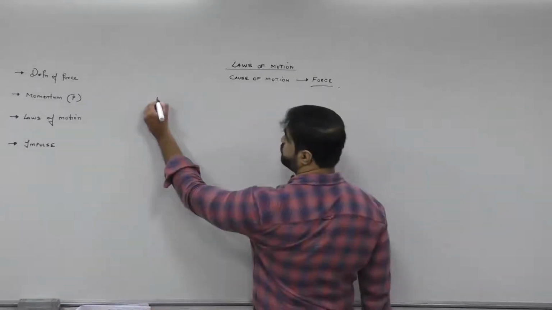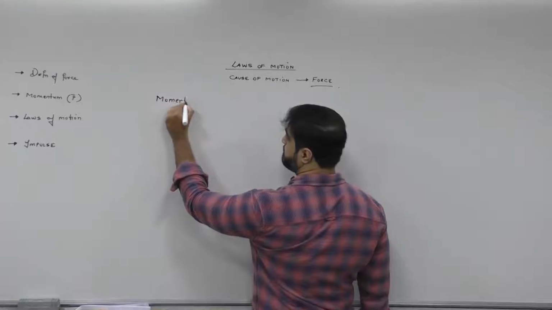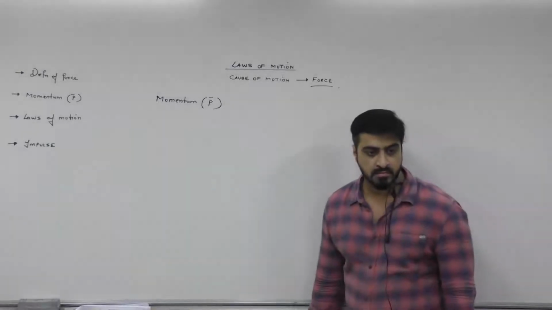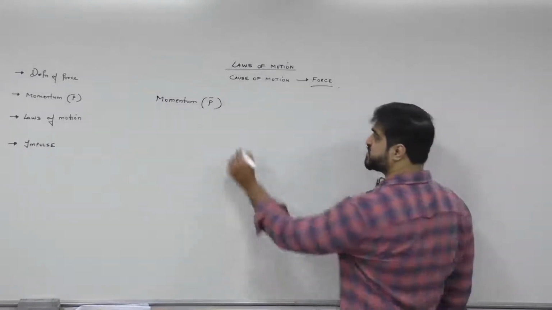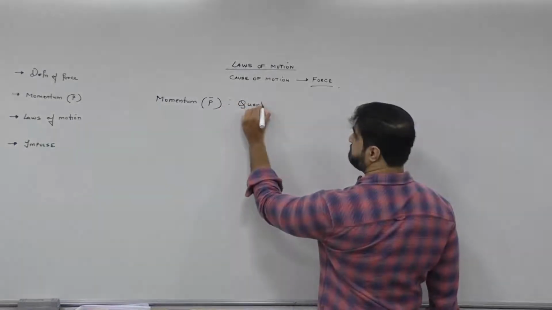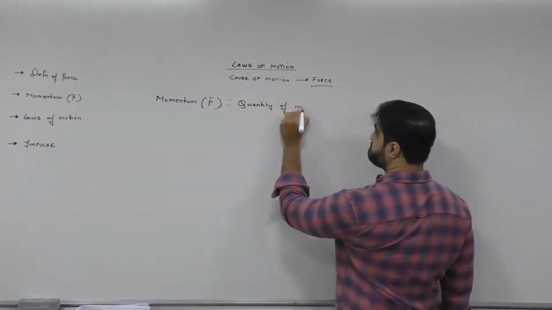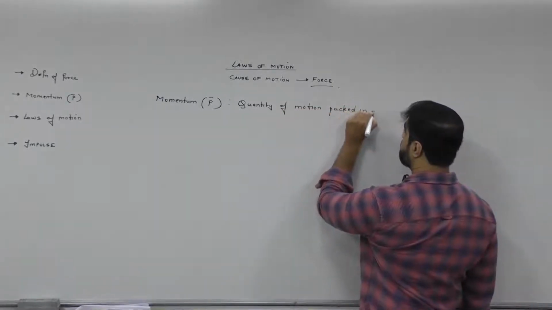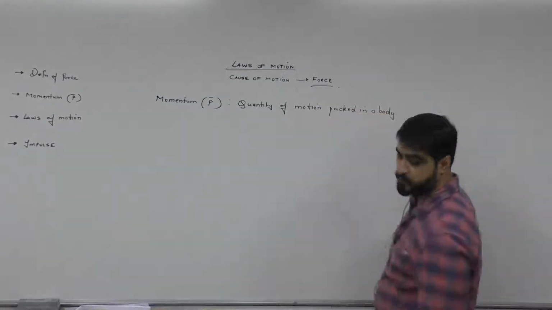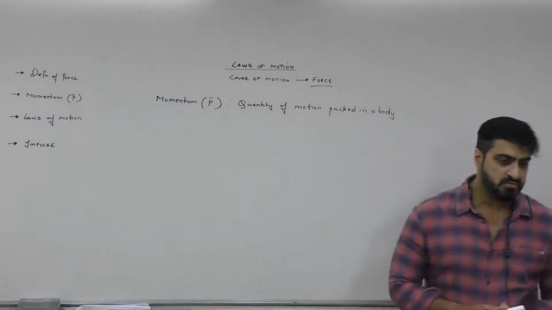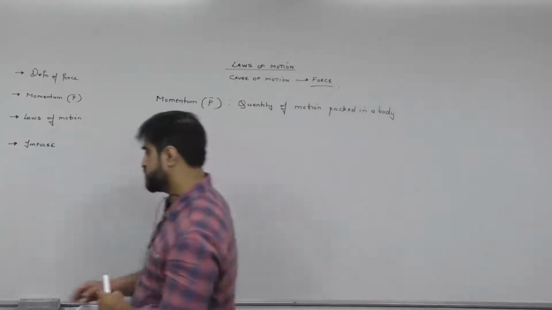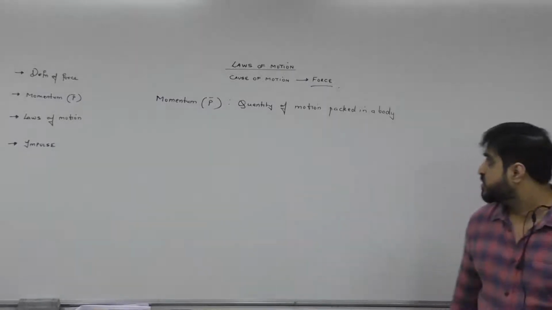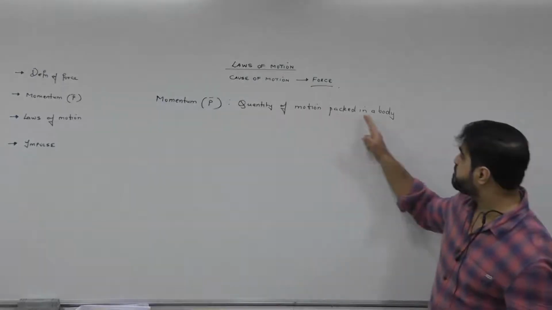The first term which I want to define is momentum, P bar. What is momentum defined as? Momentum is defined as the quantity of motion packed inside a body. Quantity of motion packed inside a body. So we are discussing momentum is quantity of motion packed in a body.